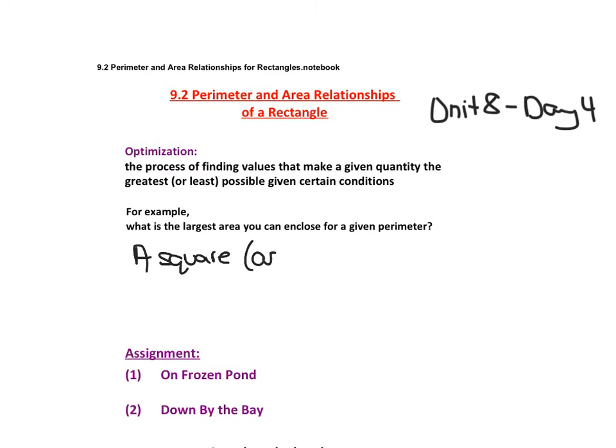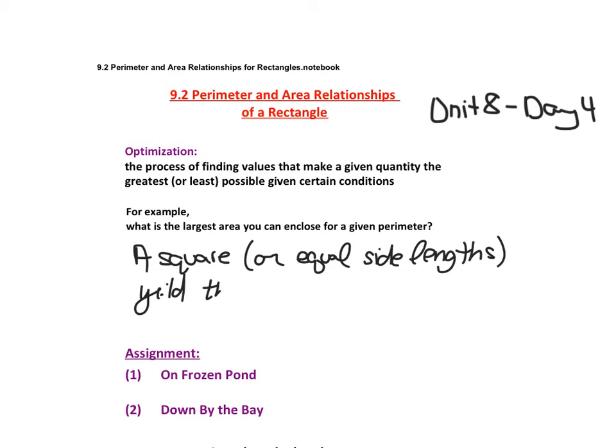Or we can say equal side lengths would probably be a good way to term it, right? Equal side lengths yield the largest area. Okay. So essentially we're working off this idea for the next couple of days.